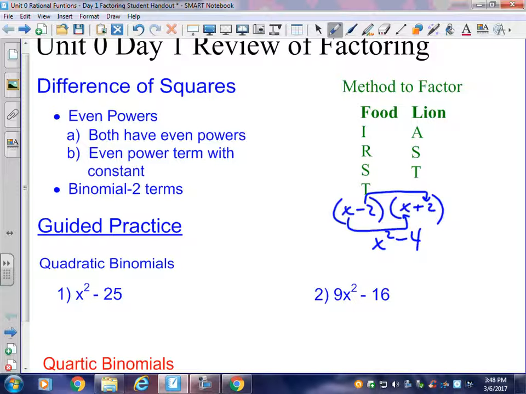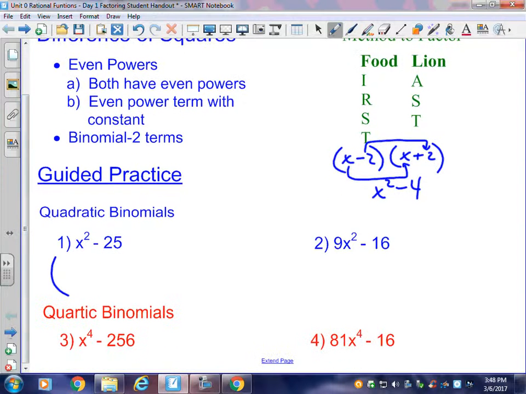So in this first question, what times what makes x squared? Well, x times x makes x squared. And then you'd say, well, what times what makes 25? Well, 5 times 5 will make 25. And the factors are always a negative times a positive, because that's the only way to get a negative in multiplication.